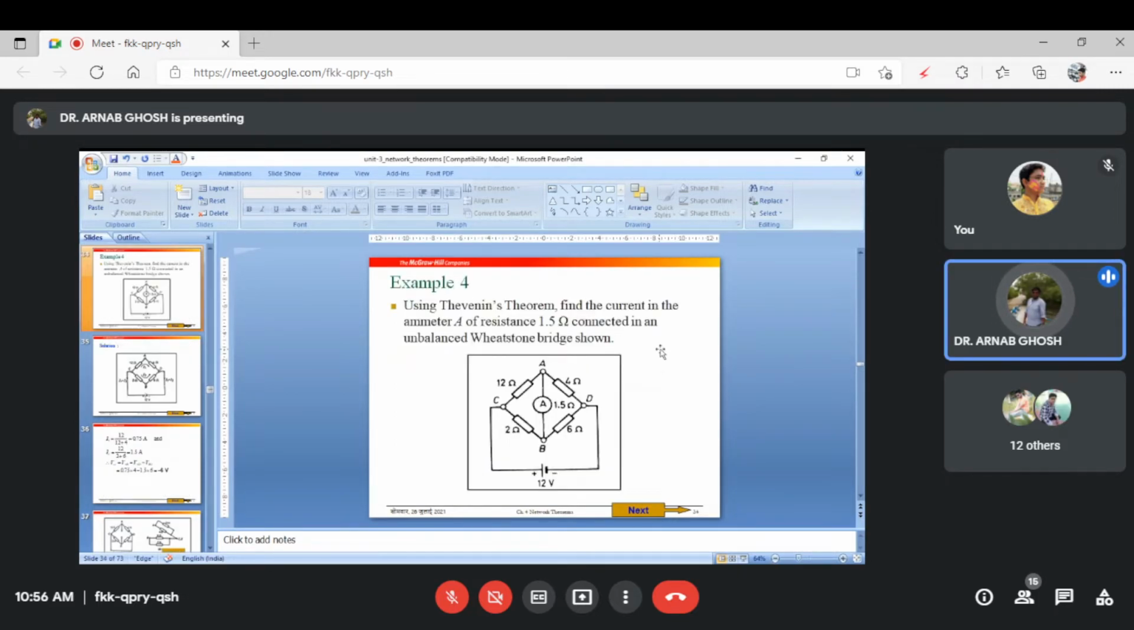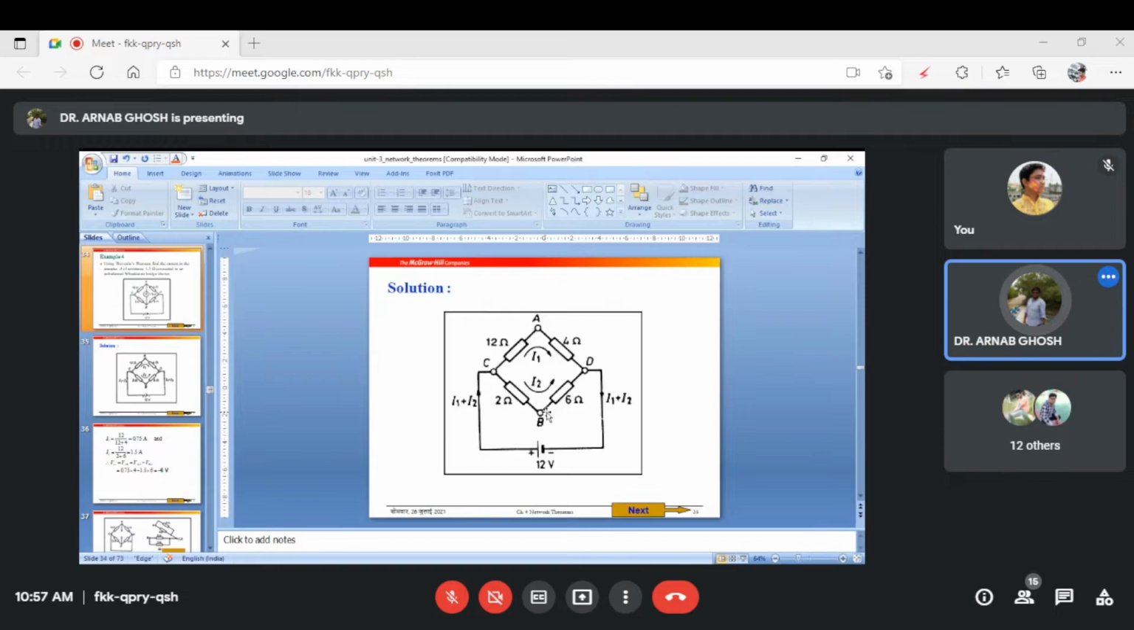Okay. See, this is a Wheatstone bridge given to you. The first condition is remove the load resistance. So we are removing this load resistance. We have to calculate the current through the ammeter. So this is load resistance. We are removing the load resistance. Okay. First thing. Next, let us say I1 is the current through this. I2 is the current through this.